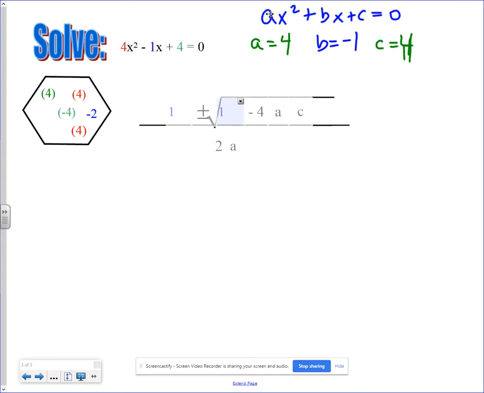Minus 4 times A, and A is 4, right? Times C. C is also 4. And this is over 2 times A, and A again was 4.